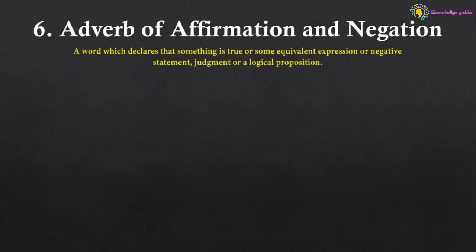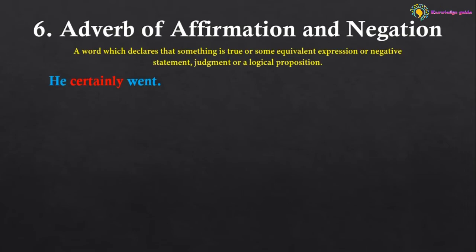Okay. In the sixth point we have adverbs of affirmation and negation. A word which declares that something is true, or some equivalent expression, or a negative statement, judgment or a logical proposition. So friends, in these adverbs of affirmation and negation, we will learn that the statement is true, or the equivalent expression is being shown, or some negative statements or judgments are being shown in the sentence. Okay, it also shows some logical proposition of the sentences, that the statement is of which kind of affirmation or negation.